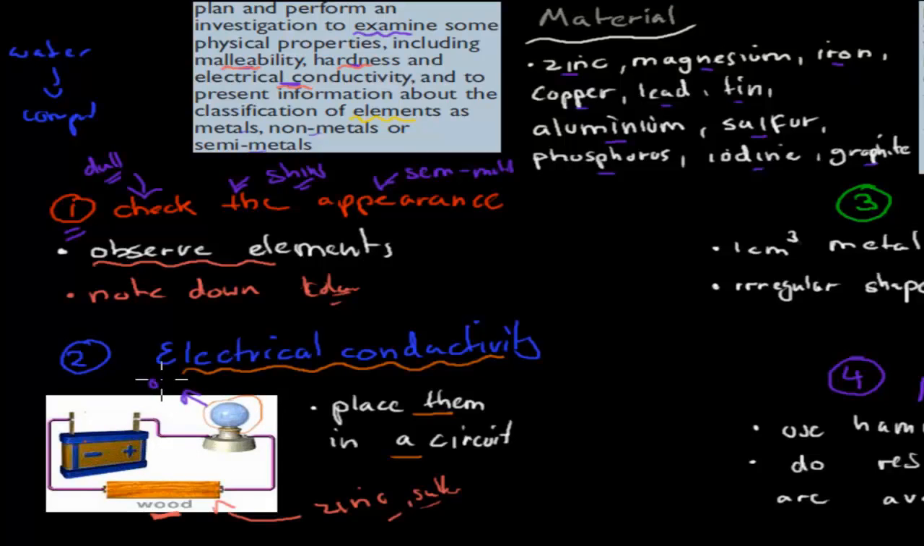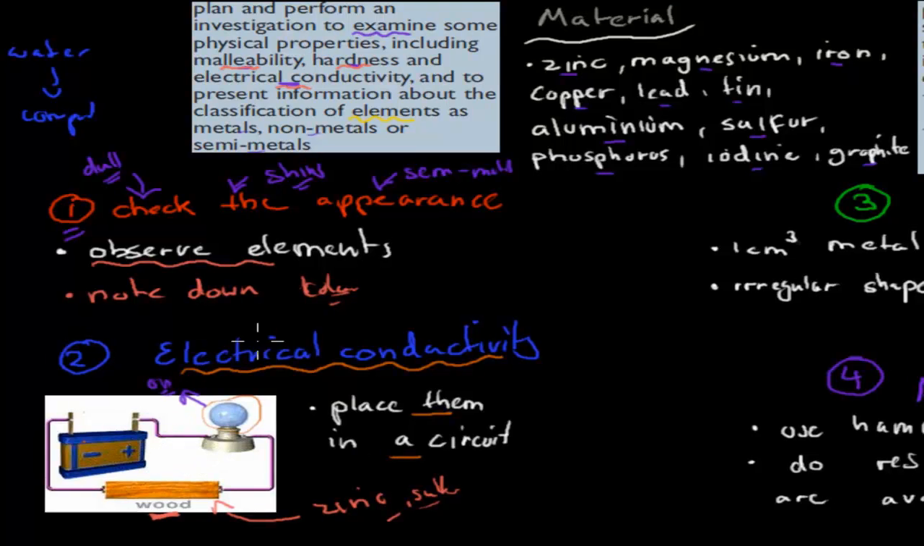So if this is on, that means the whole circuit is on. If it's off, that means the circuit's not working. And if you have a metal, because metals tend to be good conductors of electricity, the actual lamp will be on because metals conduct electricity quite well. Whereas if we have a non-metal in this place, for example phosphorus or iodine, because non-metals are bad conductors, you're going to see that lamp stay off. So you're going to test the electrical conductivity using this kind of setup.